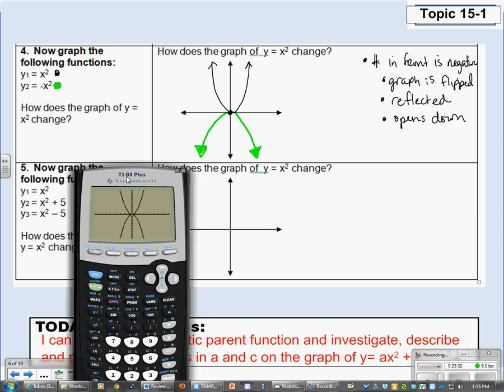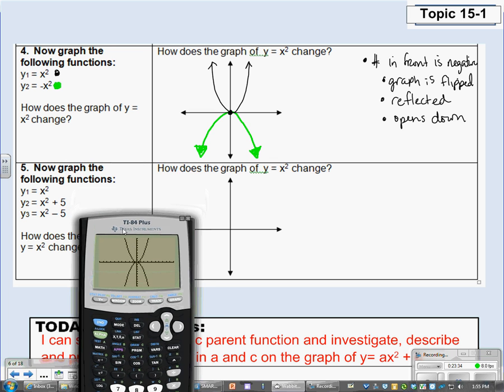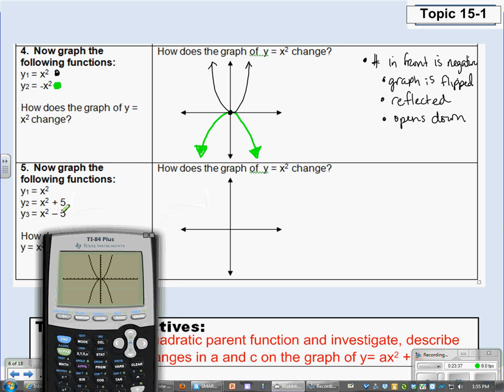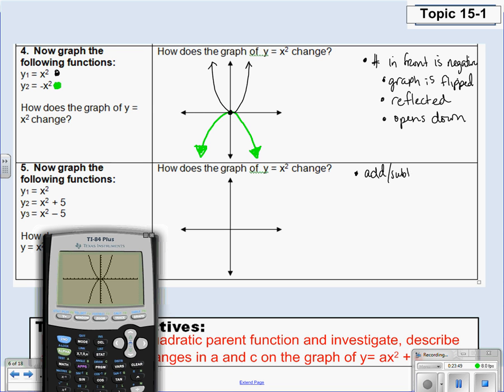Okay, our last example has to do with what happens when I add or subtract a number on the end. So if I'm adding or subtracting a number on the end, this comes after the x squared. So I'm saying add, subtract, number after the x squared. Let's find out. Let's start off with our original. Opens up.